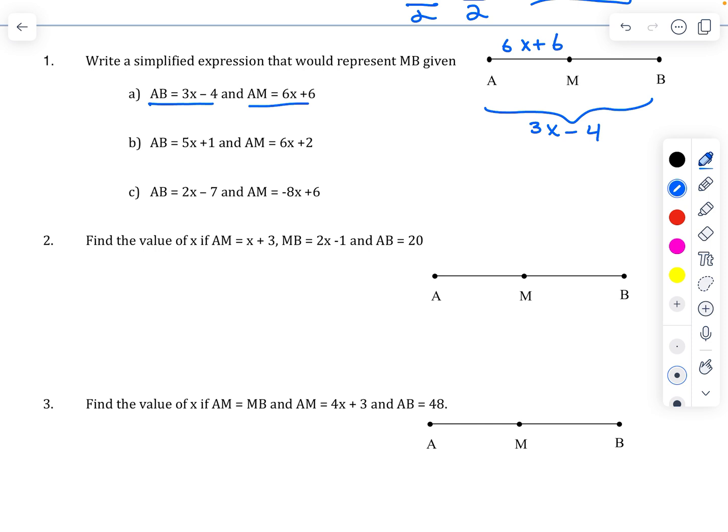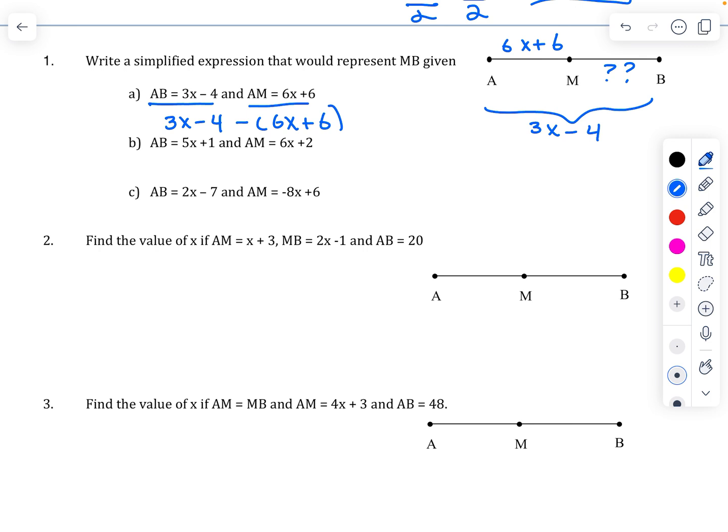And it says, write an expression that will represent MB. So how do I come up with that? Remember, one of the things that we learned is if you have two of the little pieces and you add them, you'll get the big piece. But notice here I have the big piece and the little piece, so to get the other little piece, you have to subtract them. Take the big piece and subtract off the little piece to get the leftover little piece.